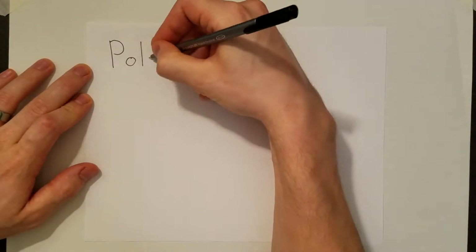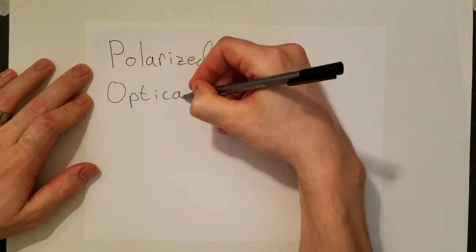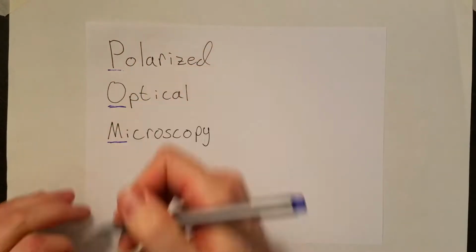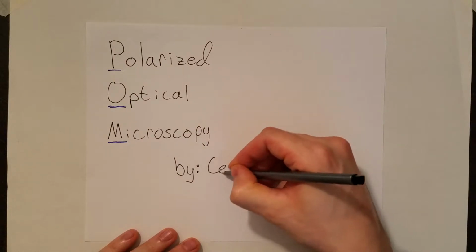This video is about polarized optical microscopy, or POM for short. This microscopic technique makes it possible to see anisotropic domains within samples using visible light.